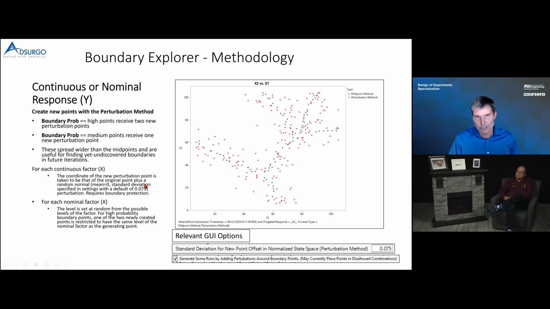with a standard deviation of 0.075, which is very tunable. You may not want that. You may want to put them closer in. And that's what those red points are. That's called the perturbation method. So take the point and then add something close to it. What we do is if it's a high probability of being a boundary point, we add 2 perturbation points. And if it's medium, we just put in 1.